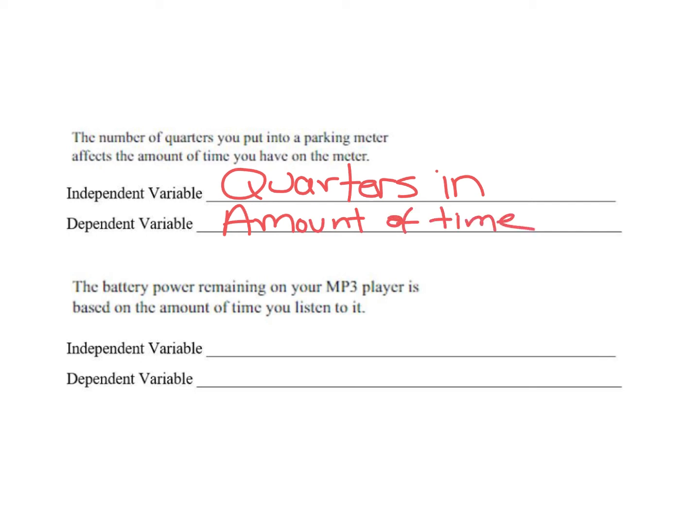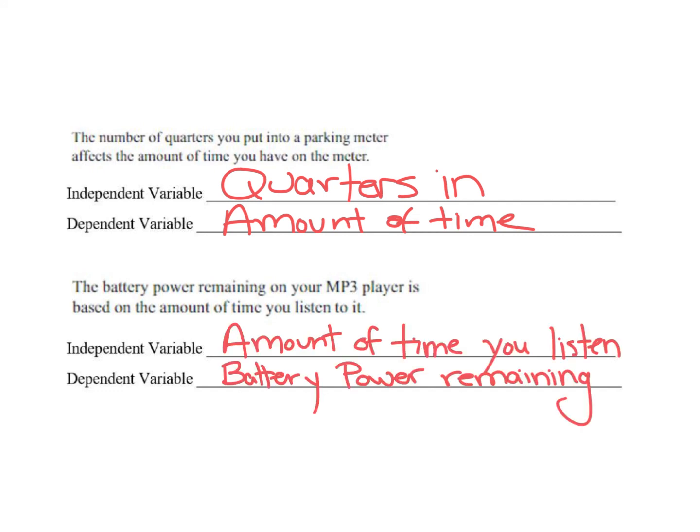The battery power remaining on your MP3 player is based on the amount of time you listen to it. So what causes the other one to happen? Does the battery power cause you to listen to more music? Or does the listening to more music cause the battery to go down? Well, the independent variable is the amount of time you listen. And the dependent variable is the battery power remaining.